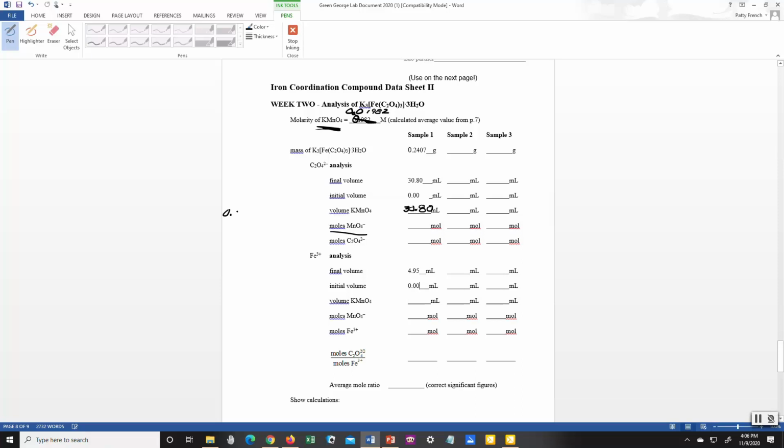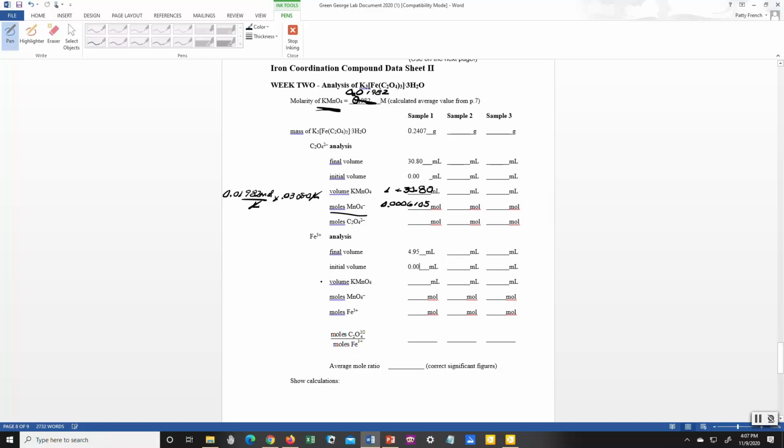So remember the 0.01982 moles per liter times, converting this to liters, 0.03080 liters. This yields, I'm going to have to write way over here, 0.0006105 moles. So we now have the number of moles of permanganate we used.